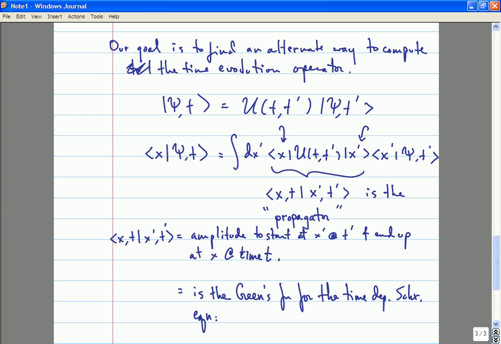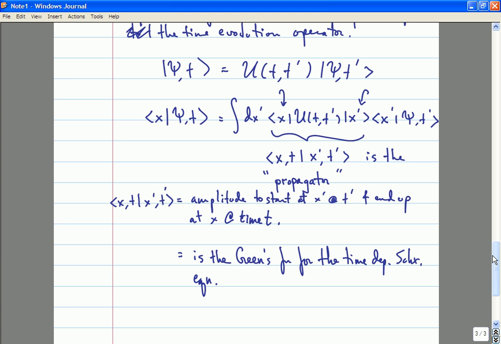Presumably, you've at least heard the word Green's function in the context of your electromagnetism class. Is that correct? Okay. If you haven't heard it, don't worry. It's just, at this point, a bit of jargon without any more physical content than what I have already said and written in this equation. But it's the sort of word that you might see later in your lives.